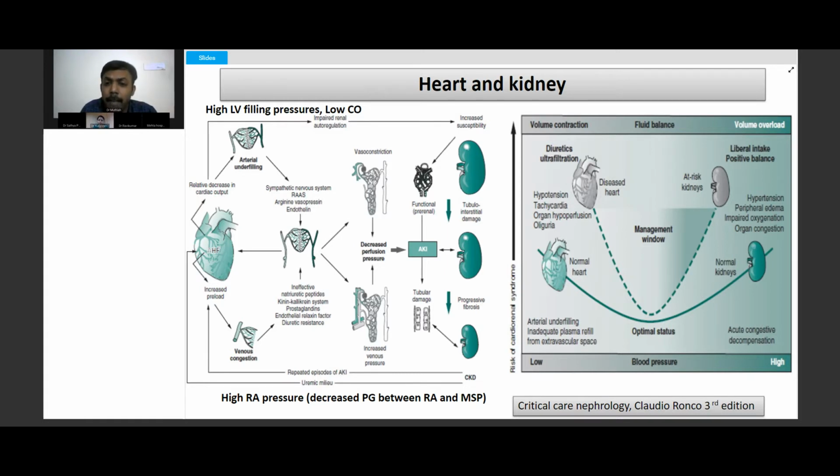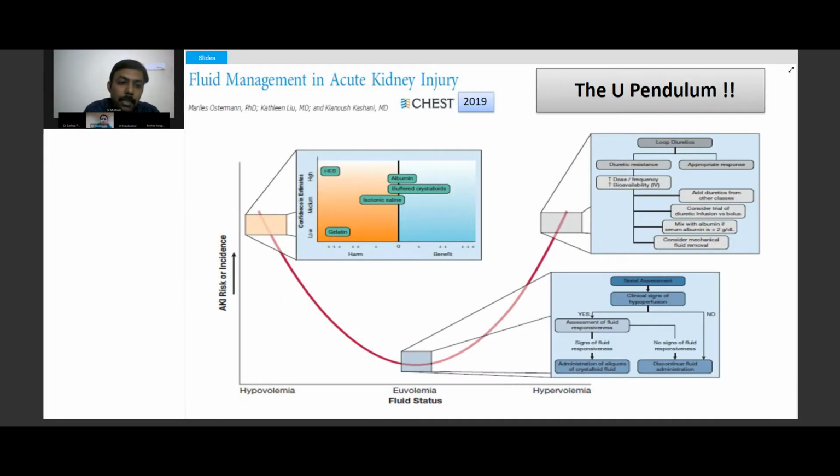And again, the management window narrows down. When we have a normal heart and a normal kidney, you can see the management window of fluids is quite liberal. But when there is a diseased heart or diseased, at-risk kidneys, the management window of fluid narrows. So it becomes more difficult to manage them at both extremes.